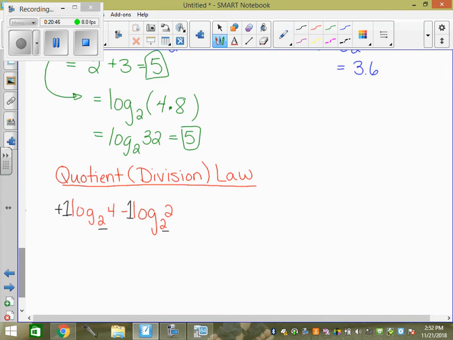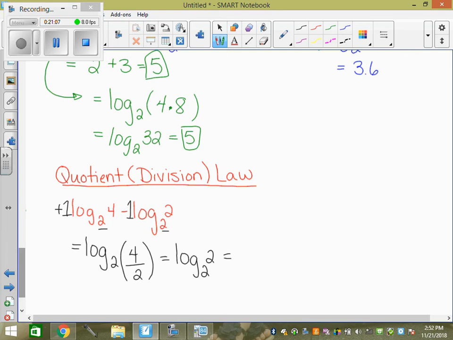So if they do have the same base, though, you can put them together. So we're going to write it as log base 2. The 4 has a plus 1 in front, so it's going to go in the numerator. The 2 has a minus 1 in front, so it's going to go to the denominator. So I have log base 2 of 2.